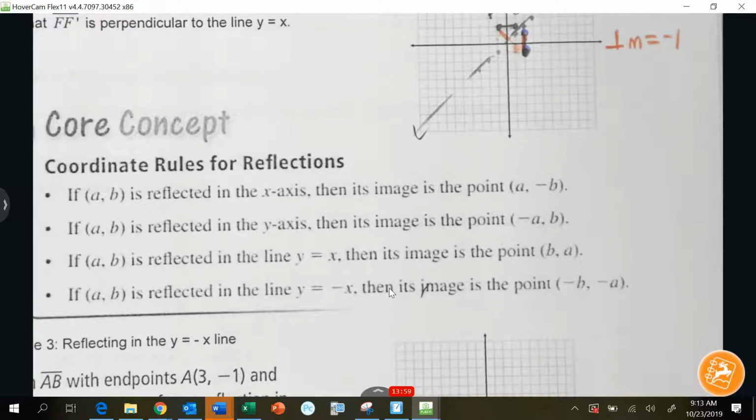What turns negative? What part of it? What is this part of the graph? The y, not axis, but the y coordinate. If the y is up here at 5, now the y is down here at negative 5. The y values change signs.